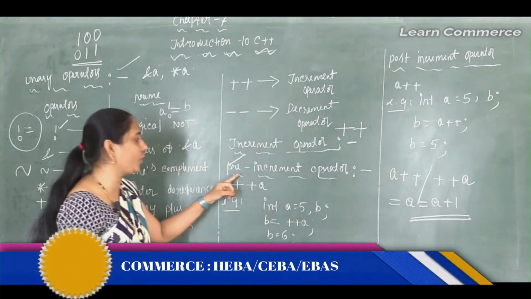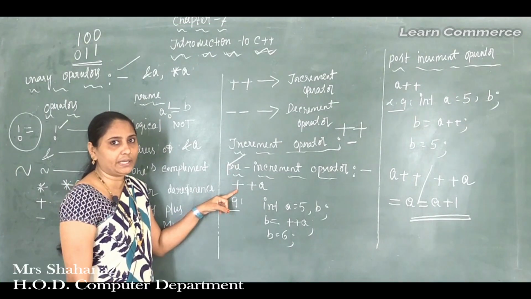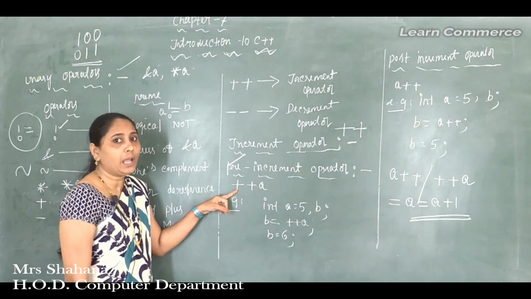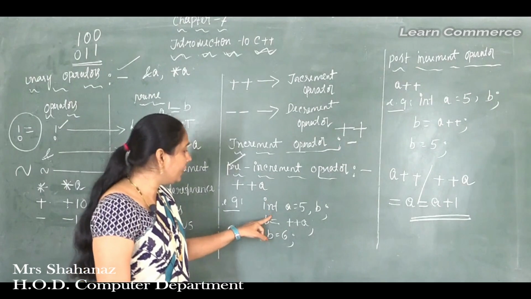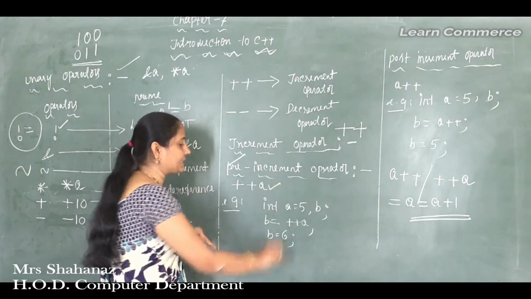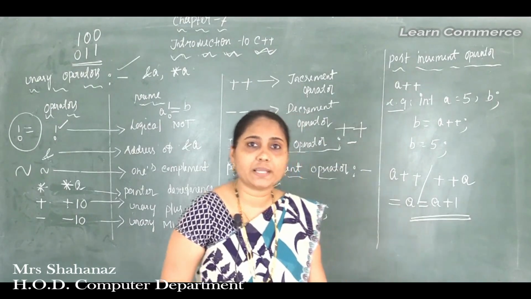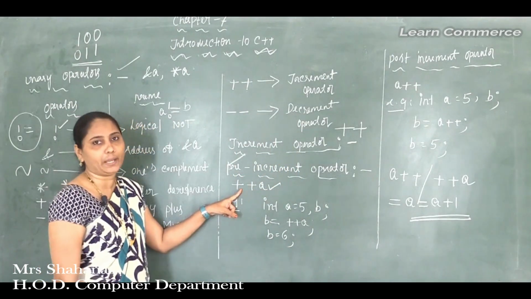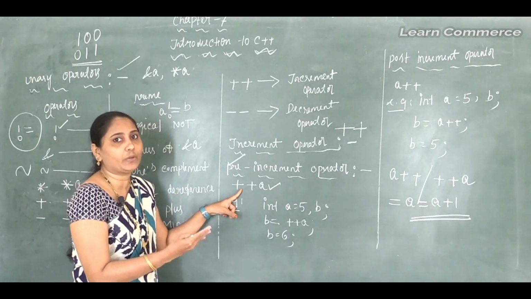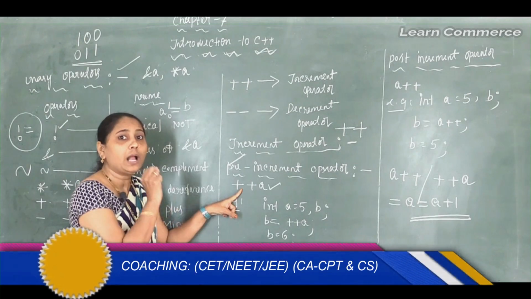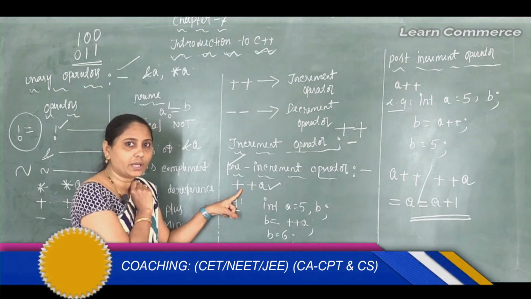Now let's see the meaning of the pre increment operator. Now the example, I have already written, how the operator is written, pre increment plus plus a. Now example, okay, in this example, or before going to write the example, the meaning of the pre increment operator, that means the plus plus is used before the variable name. Plus plus is used before the variable name. Because the plus plus comes before the variable name, it is called the pre increment operator. Clear this one?